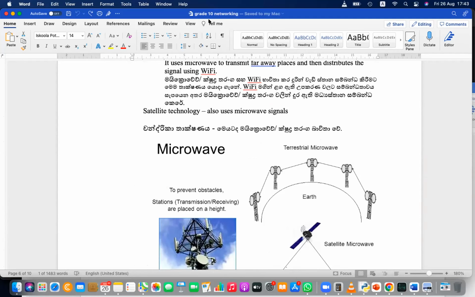Tower to our mobile, or tower to our device, it is using radio signals. We call that GSM, Global System for Mobile Communication. Right, GSM waves. Dialog GSM, Mobitel GSM, Airtel GSM. GSM waves are omnidirectional.